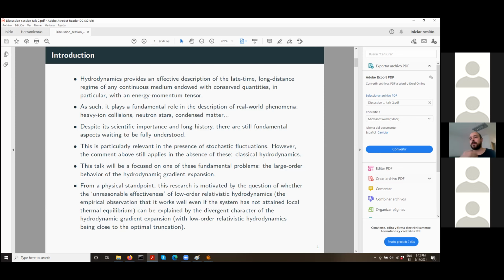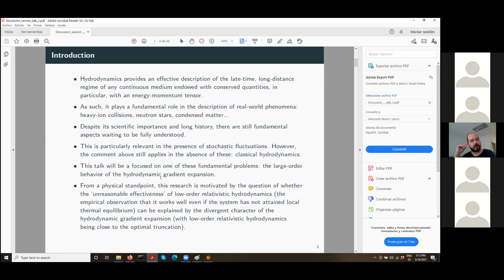So at least from my personal viewpoint, the interest in studying this particular question comes from the fact that relativistic hydrodynamics, when truncated to low order, I mean, when keeping only the first or second order corrections in gradients, has been shown to be unreasonably effective in a variety of physically relevant setups. This meaning that it works very well even if the system has not yet achieved local thermal equilibrium and the typical size of the gradient corrections is not particularly small.